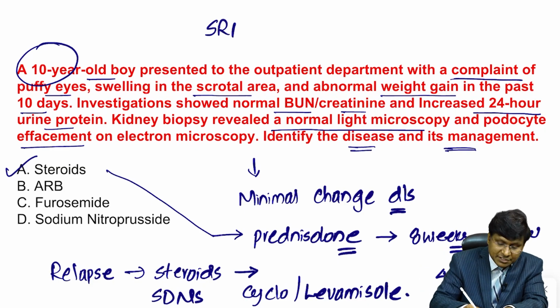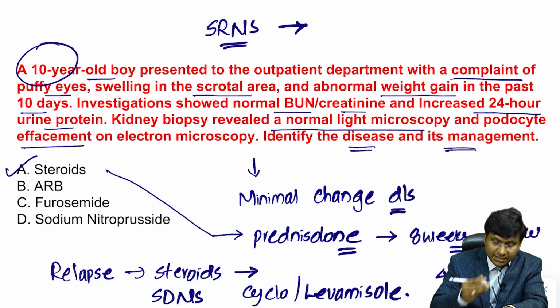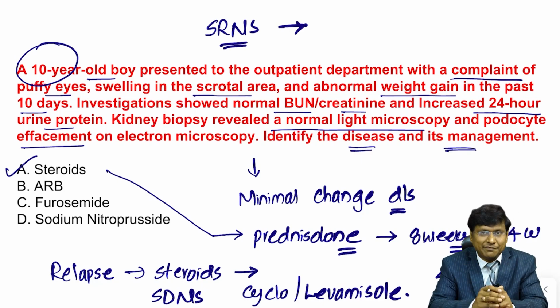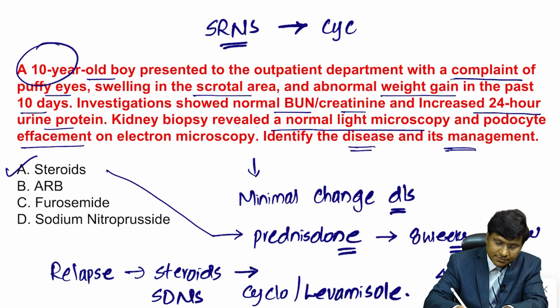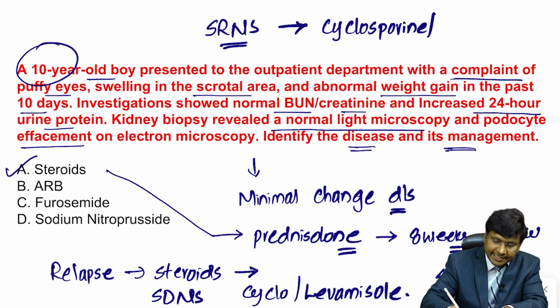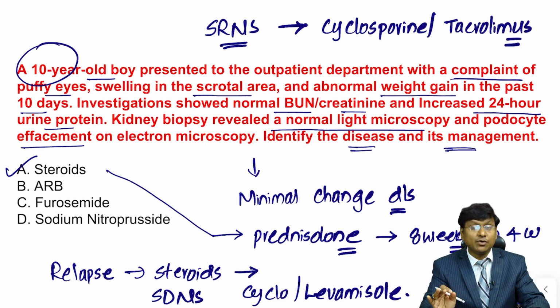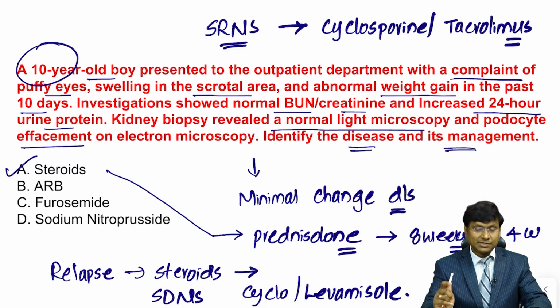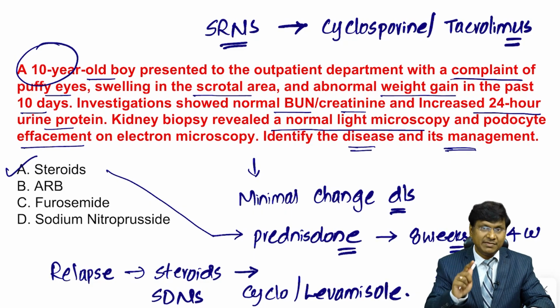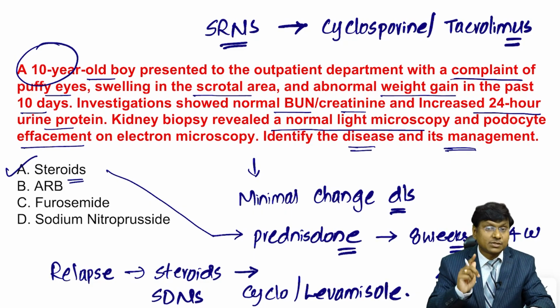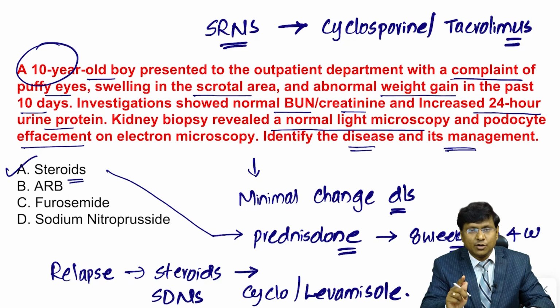But some patients don't respond to the steroids at all. This we call steroid resistant nephrotic syndrome. In steroid resistant nephrotic syndrome, the drugs that we give are cyclosporin or tacrolimus. So this is the story related to the treatment of minimal change disease. In minimal change disease, the drug of choice will be steroids.